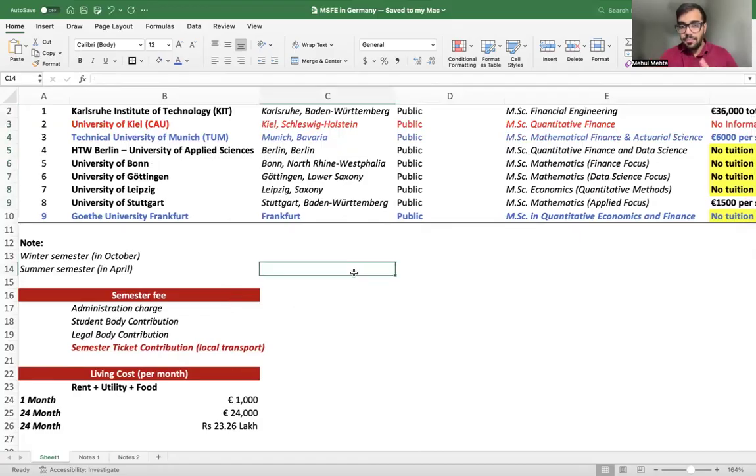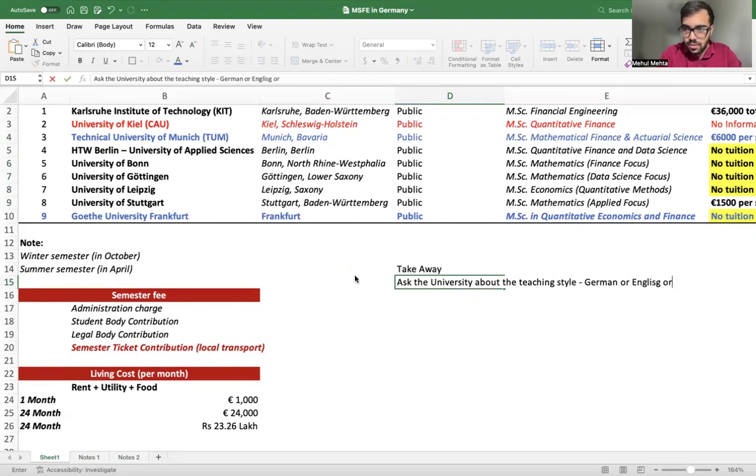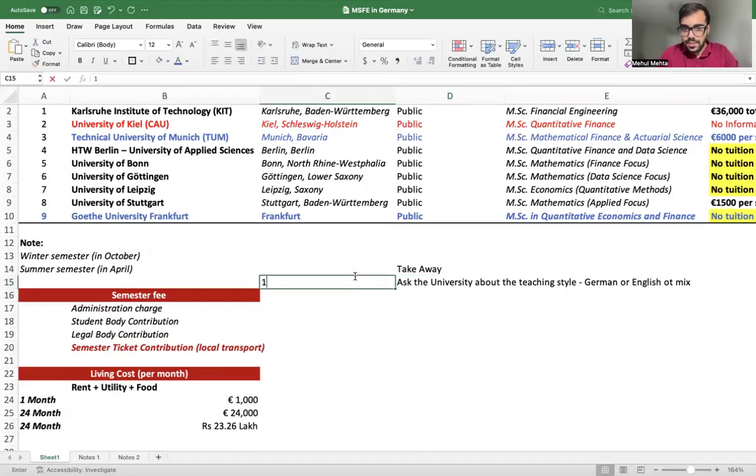Let me write the takeaways here. Ask the university about the teaching style. Is it in German, or in English, or is it a mix? So this is the first takeaway. I'll just write it down so that it's easy for all of you.